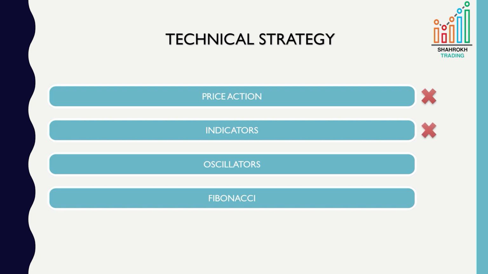The third method is to use oscillators, which were made by brokers similar to indicators. The fourth tool is the Fibonacci method. It's very old and outdated like price action. If you are interested in more information about these methods, you can comment so that I can explain them briefly.